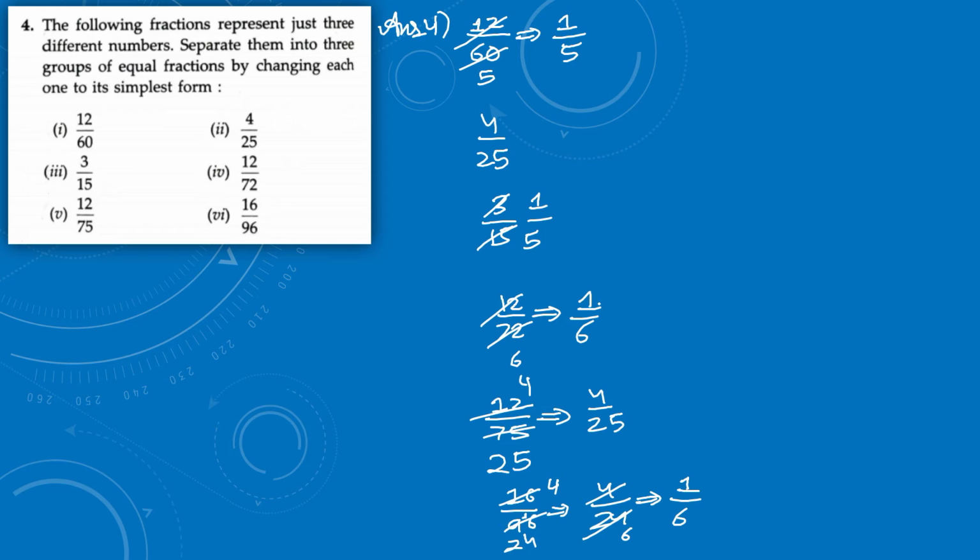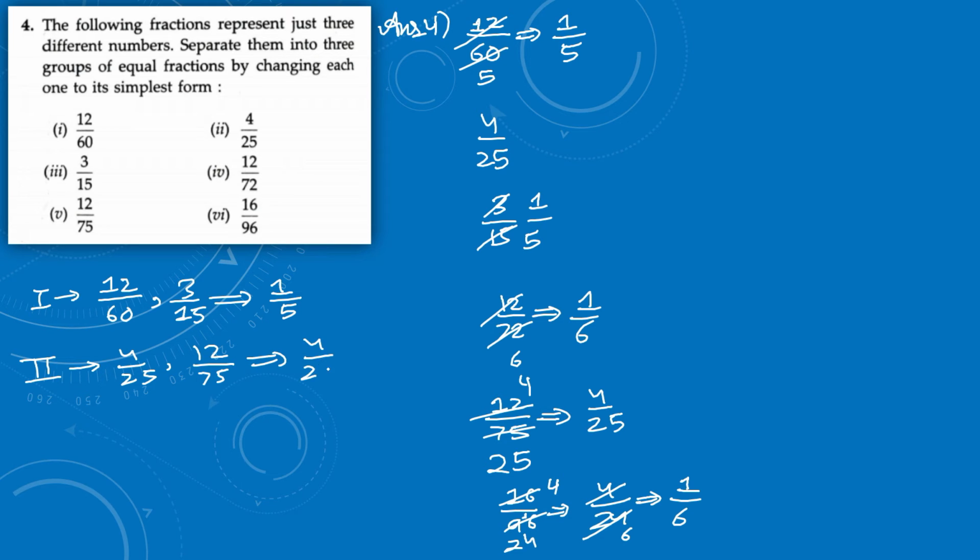So now we have to group these fractions into different types of groups. That is already 3 different groups such that they all have the same value. The first group would be 12 upon 60 and 3 upon 15. They are in the first group because they all equal 1/5. The second group would be 4/25 and 12/75, because they all represent the value 4/25.